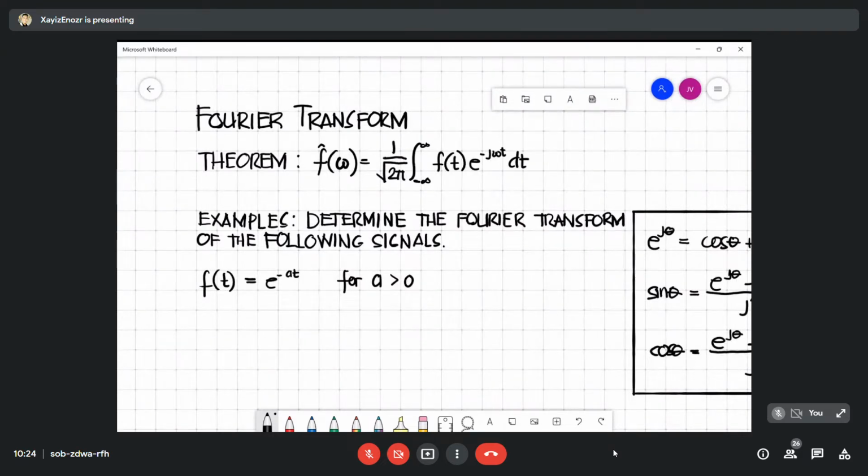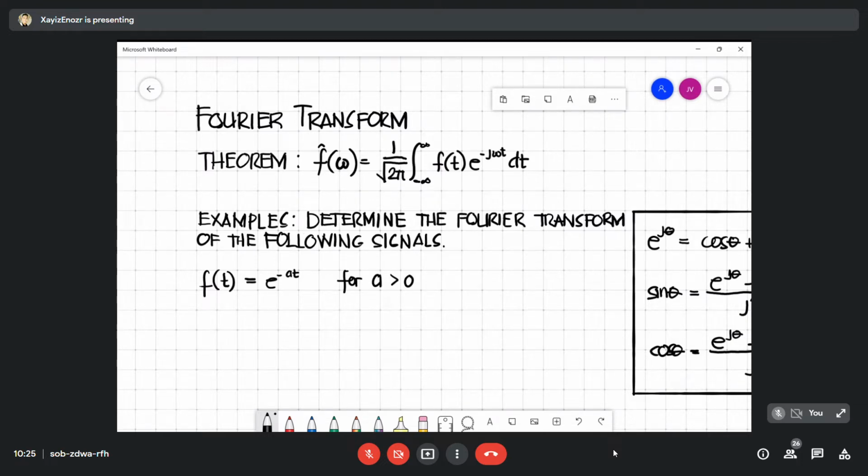a certain function, okay, is equal to 1 over square root of 2 pi multiplied by integral with limits from negative infinity to positive infinity of f of t or yung function ng signal multiplied by e raised to negative j omega t dt. Okay.